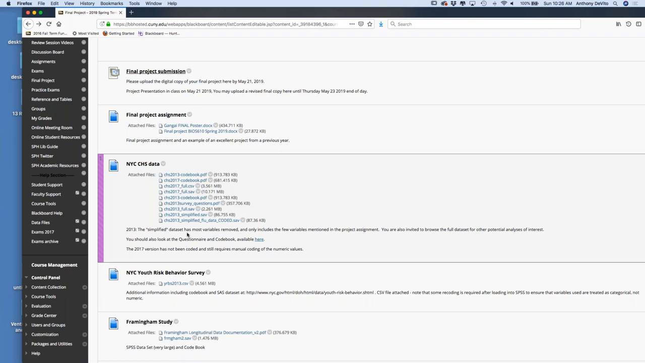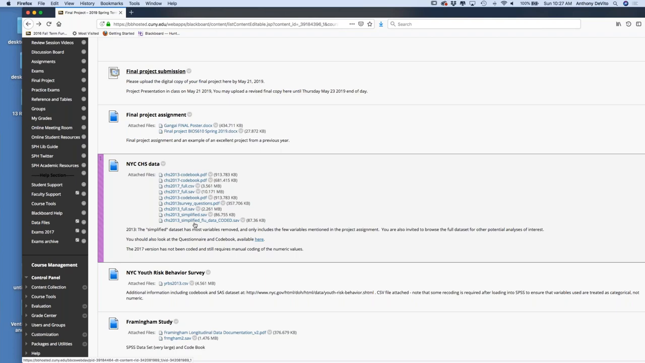There's a couple of reasons why that might be attractive to you. One is that we've provided you with a simplified version of it. Instead of 200 variables, we narrowed it down to about 10 or 12 interesting variables. And in fact, I just uploaded one also. If I open this one, you'll see the simplified version of 2013 data, and if I open this one, you'll see the one I just uploaded.